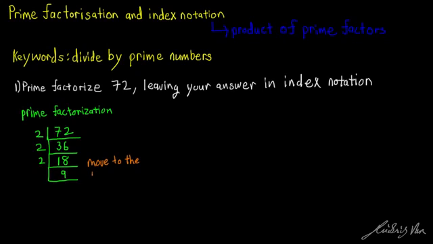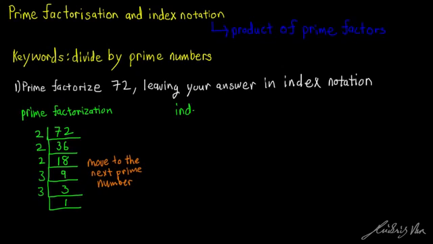So we move on to the next smallest prime number which 9 can be divided by. And in this case, it is 3. So we write 3 over here. So 9 divided by 3, we get 3. And 3 can also be divided by 3, and we get 1. So the prime factorization step will stop here.